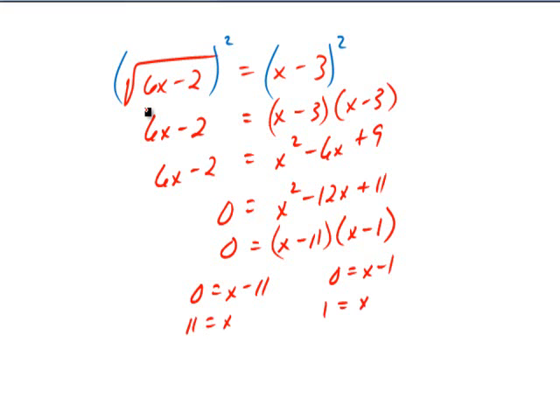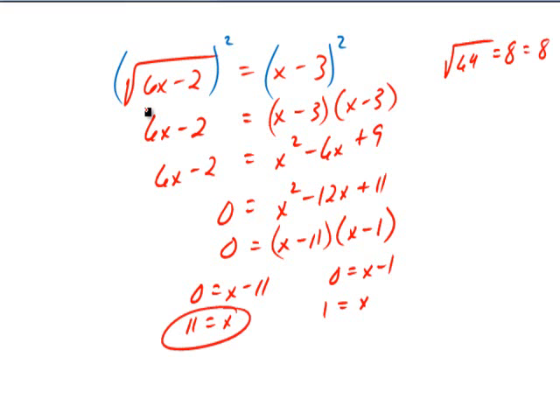If I check my answers, if I plug 11 back in the original problem, I have the square root of 66 minus 2 is 64, or 8. On the right-hand side, if I plug 11 in, I have 11 minus 3, which is also 8. So 11 does check out.